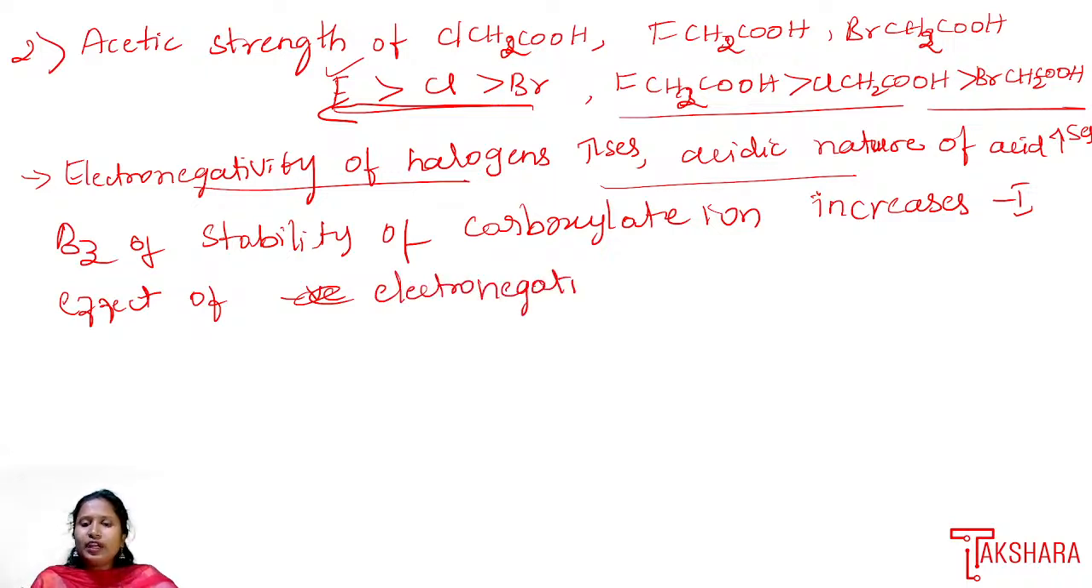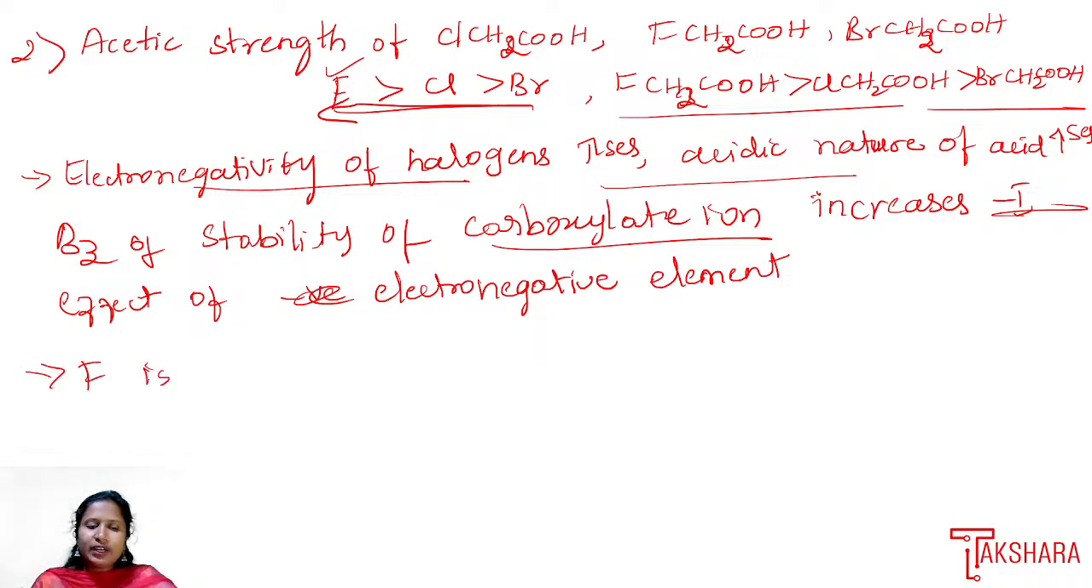So whichever element is more electronegative, that more electronegative element increases the minus I effect on the carboxylate ion. So here, fluorine is the more electronegative element than chlorine and bromine, which are very low in electronegativity. So fluoroacetic acid has the more electronegative element.